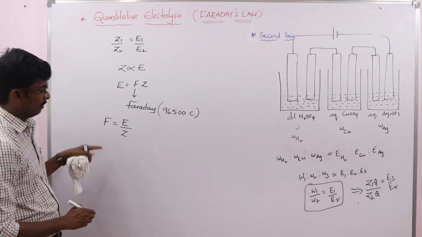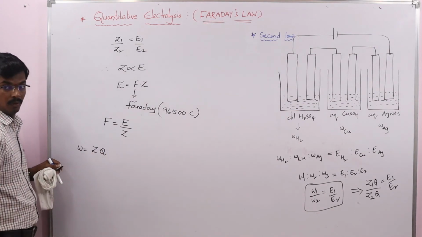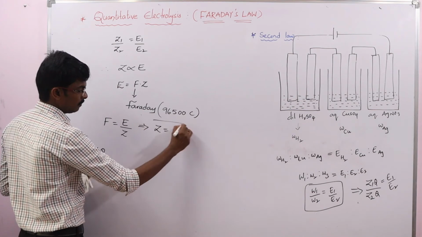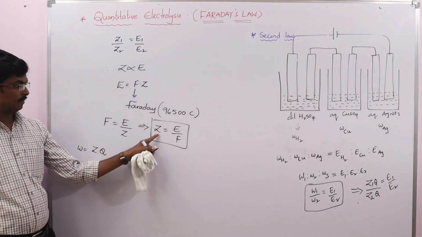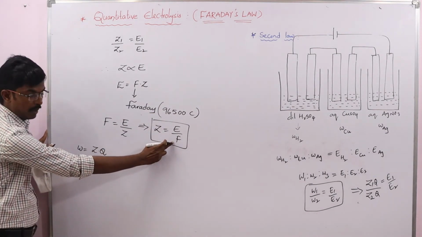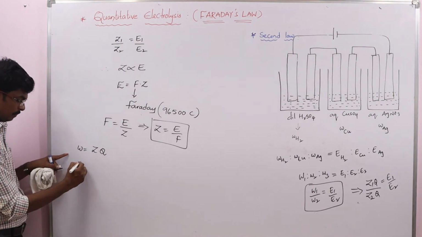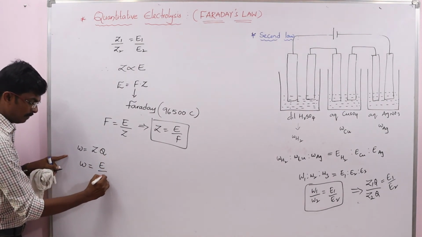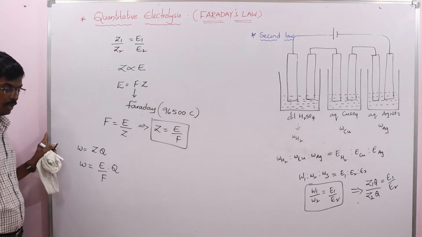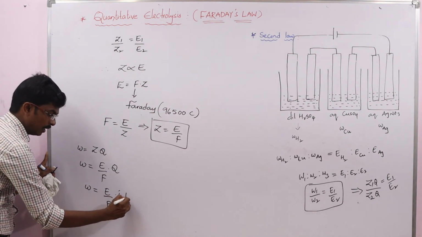Now with respect to the first law, W equals ZQ. Here it is also possible to write Z equals E by F. I am introducing Z in terms of the Faraday. Then W equals ZQ from Faraday's first law becomes W equals E by F into Q. Otherwise, Q equals I into T in the formula. So W equals E by F into I into T.